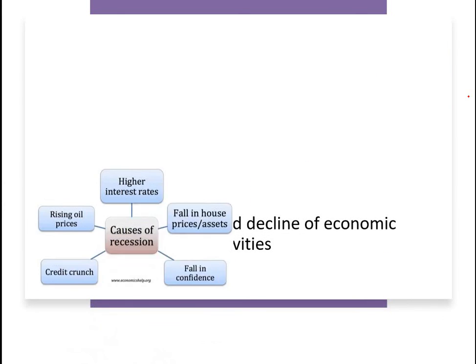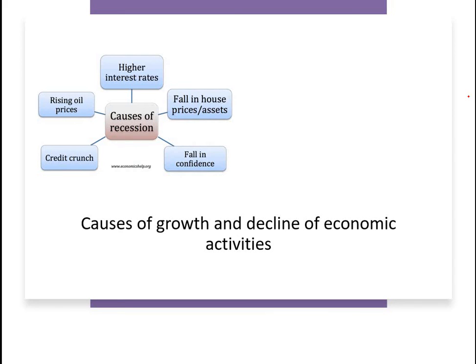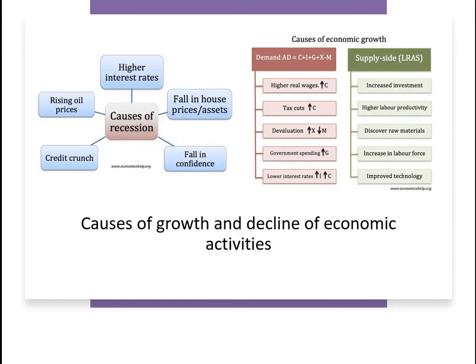Before we talk there, let's look at some of the causes of growth and decline in economic activity, so that we are on the same page. The causes of growth: we have high real wages, tax cuts, devaluation, government spending, lower interest rates. We also have the supply side: improved technology, increased labor force, discovery of raw materials, labor productivity, investment. These are the supply side factors as time goes on.